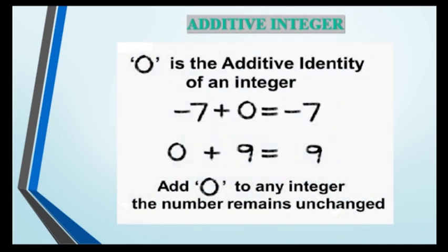Next is additive identity. 0 is the additive identity for any integer. If I add the additive identity to a negative integer or positive integer, what is the change here? There is no change in the value. Add 0 to any integer, the number remains unchanged.